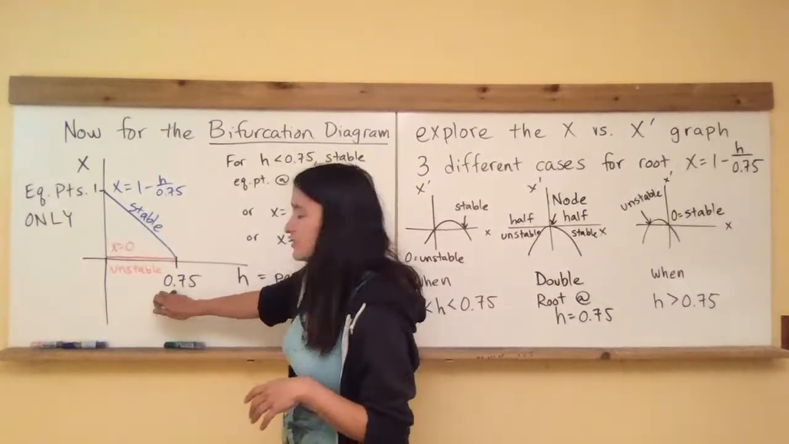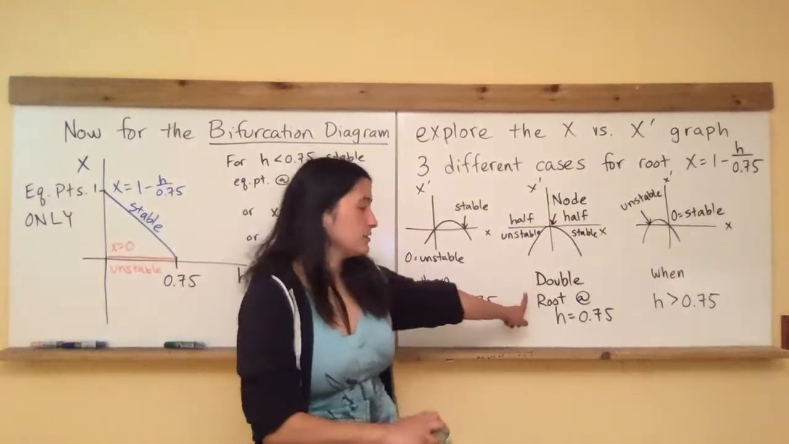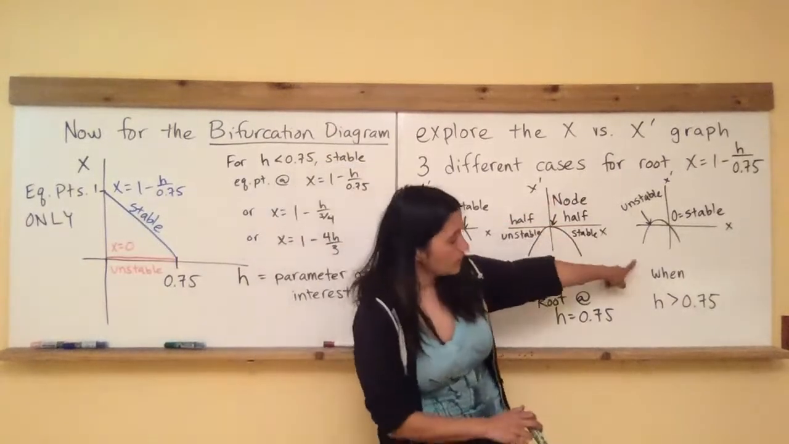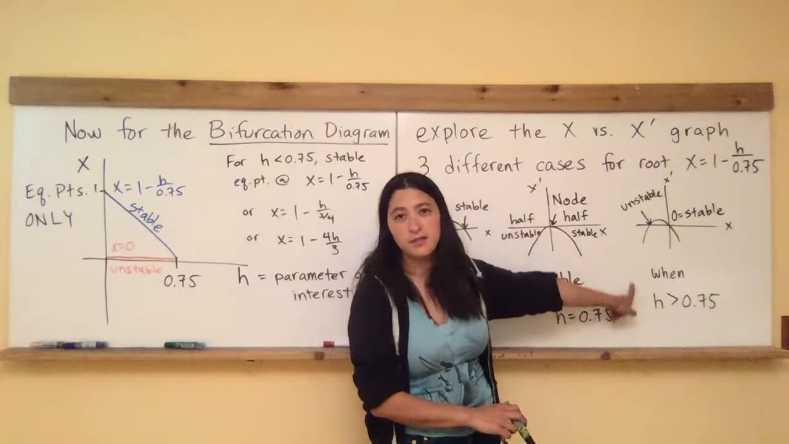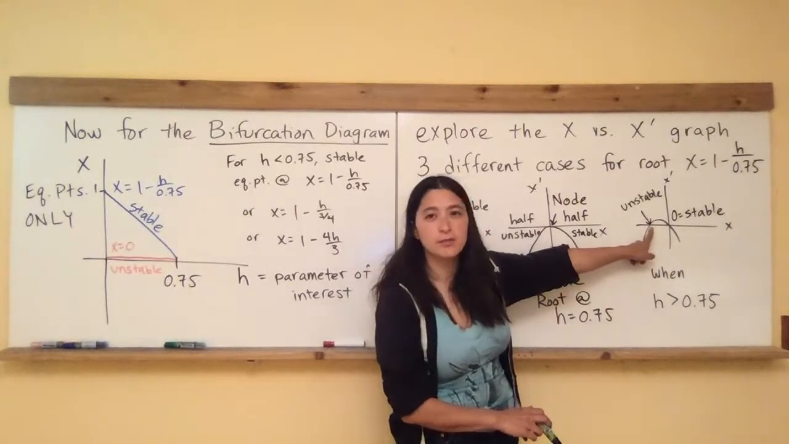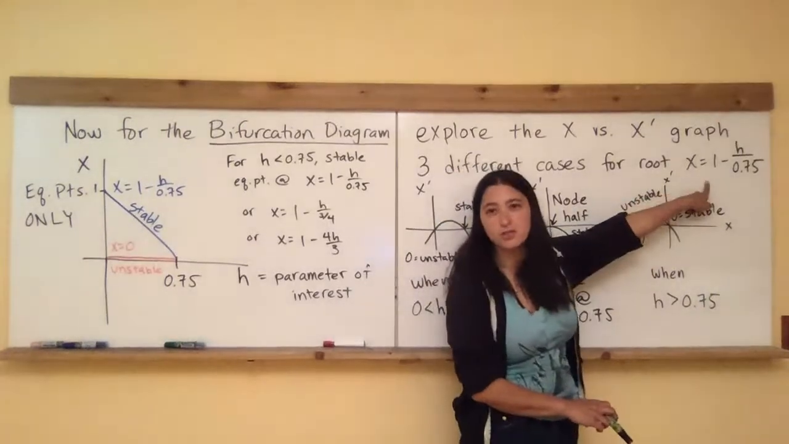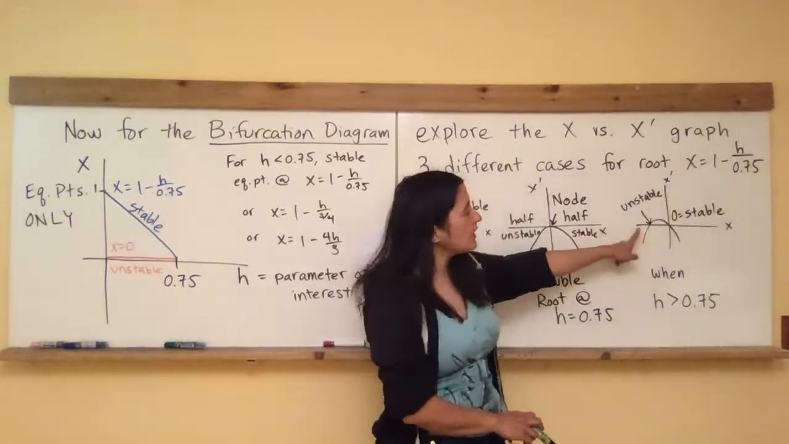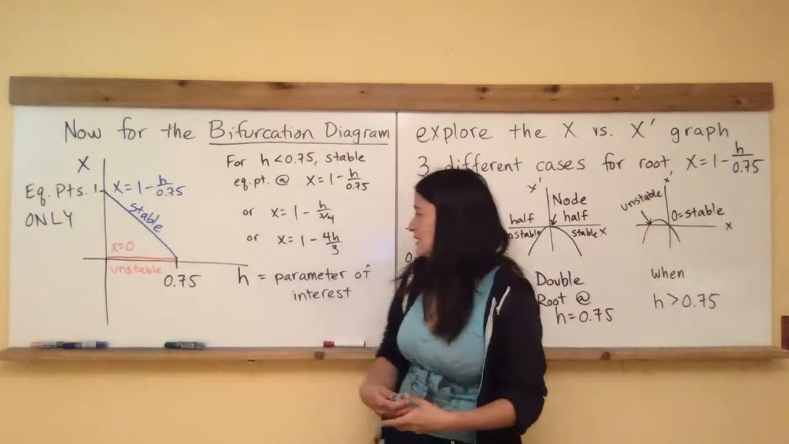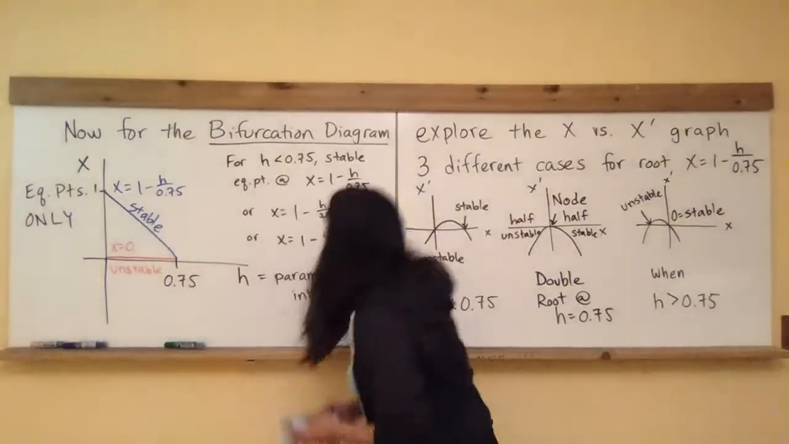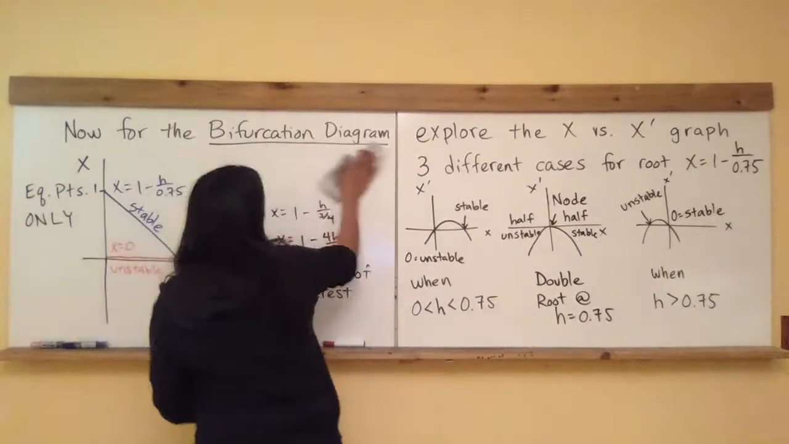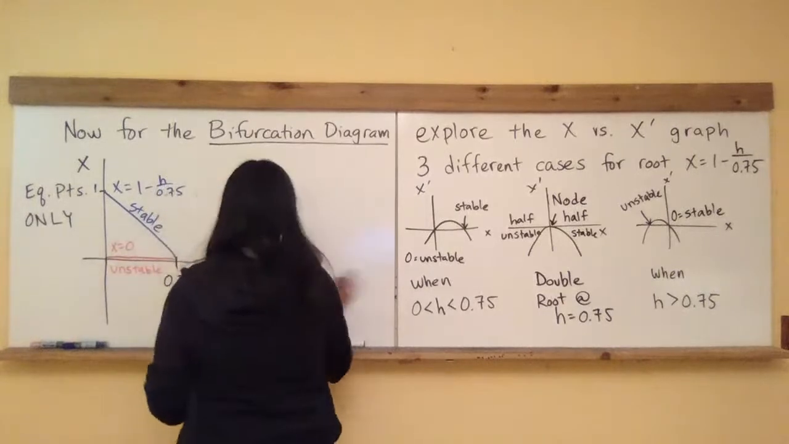Okay, bifurcation occurs right here because, like we were saying, that's the case of the double root. And then on the other side of it, when h is greater than 0.75, this equilibrium point, which has the same algebraic expression, has now lost its stability. Really, it traded stabilities with the 0 point. And so I'm going to illustrate that here. It looks like this.